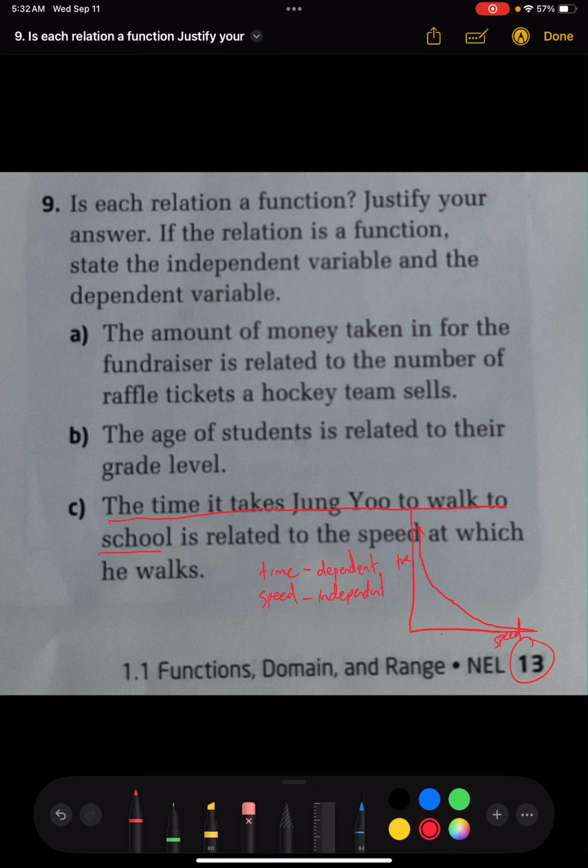Okay, is it a function? The answer to that question is very likely yes. Because if I put a vertical line through any point, for any speed, there's only going to be one time. So this is a function. And that's how you would run through question 9.